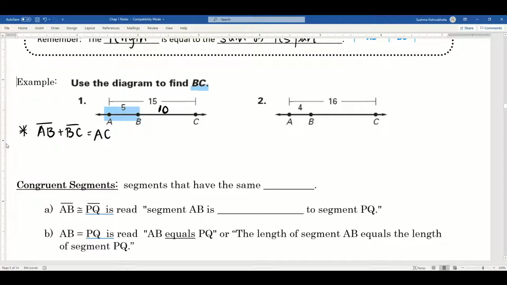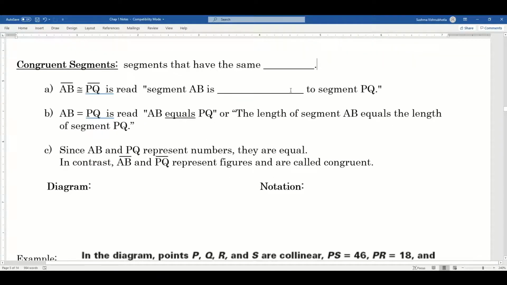Okay. Similarly, here, it's the same idea. BC in this case, it's the same segment addition postulate that we used. BC would be equal to 12, right? So BC is 12. Okay. The next thing we're going to talk about is congruent statements. Statements that have the same measure. If they have the same measure, you can say that they're congruent.